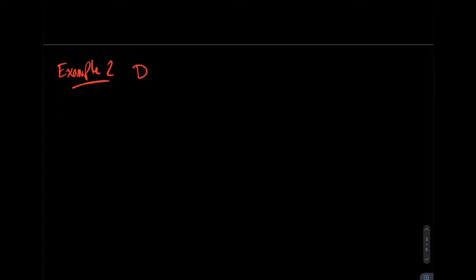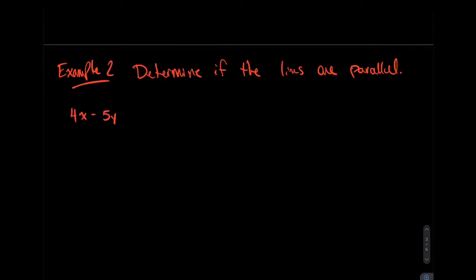So, determine if the lines are parallel. We're just going to go back to a quick example with that parallel line. Let's look at this one here. We have 4x minus 5y plus 15 equals 0, and we have 8x minus 10y plus 30 equals 0.